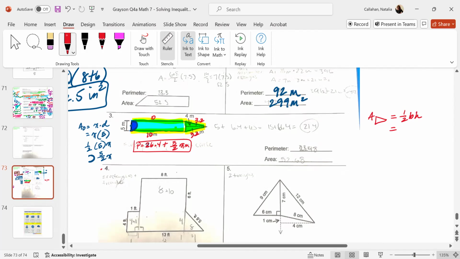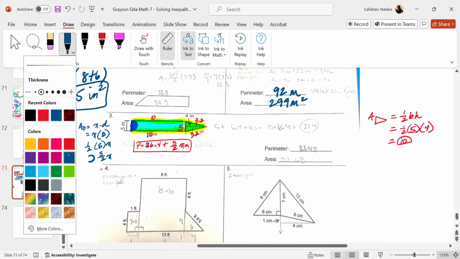The base of your triangle is 5, because this part's 5. So you're going to do 1/2 base, which is 5. What's the height of your triangle? 4. So you get half of 20, which is 10. That's the area of the triangle.